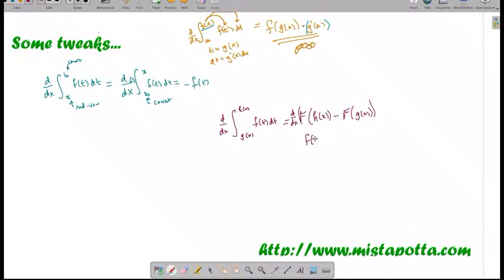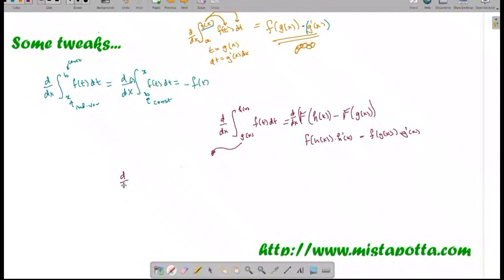I get f of h of x times h prime of x minus f of g of x times g prime of x. So that's one way that I could treat this, but there is another way that I could treat this.